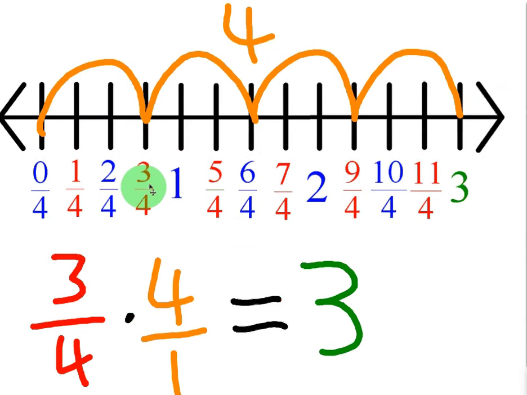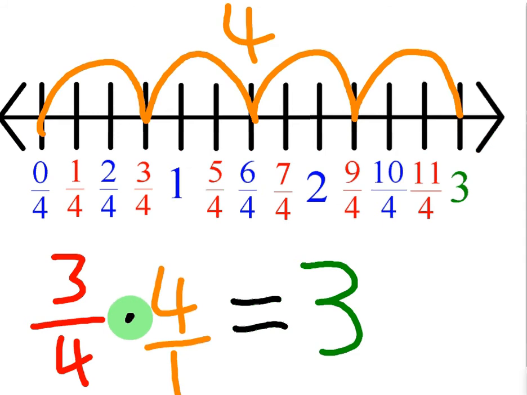Let's take a look at another example. 3/4 times 4/1. So 3/4 is right here on the number line, and if I multiply that by 4, I have 1, 2, 3, 4. I end up with 3.